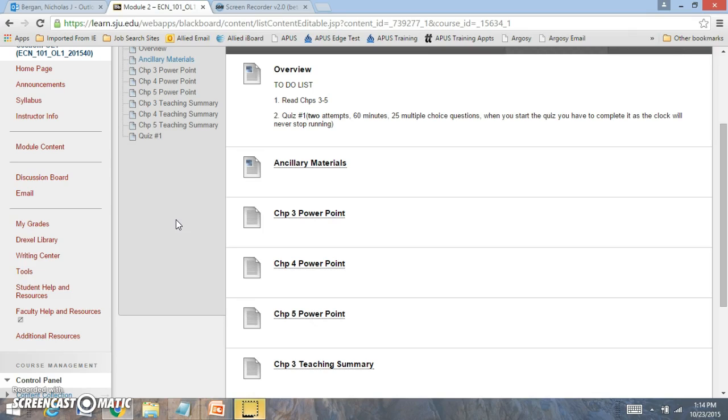In Module 5, we're going to be reading Chapters 3 and 5. You have quiz number 1. On quiz number 1, you're going to have 2 attempts, 60 minutes, and 25 multiple choice questions. It's very important to take advantage of those 2 attempts and make sure to review each of your answers that you've gotten to really help focus your effort.